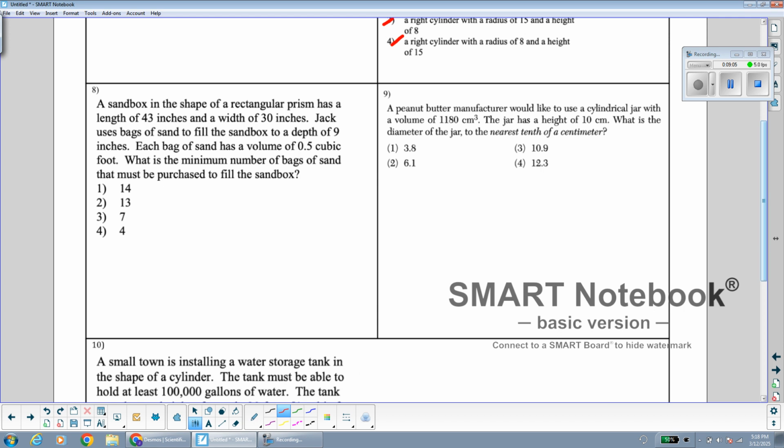We have a sandbox in the shape of a rectangular prism. Inches, inches, inches. Volume is in feet. So volume's in feet, so conversion is going to be needed here. So I'm going to just convert from inches to feet before we get started by dividing by 12.